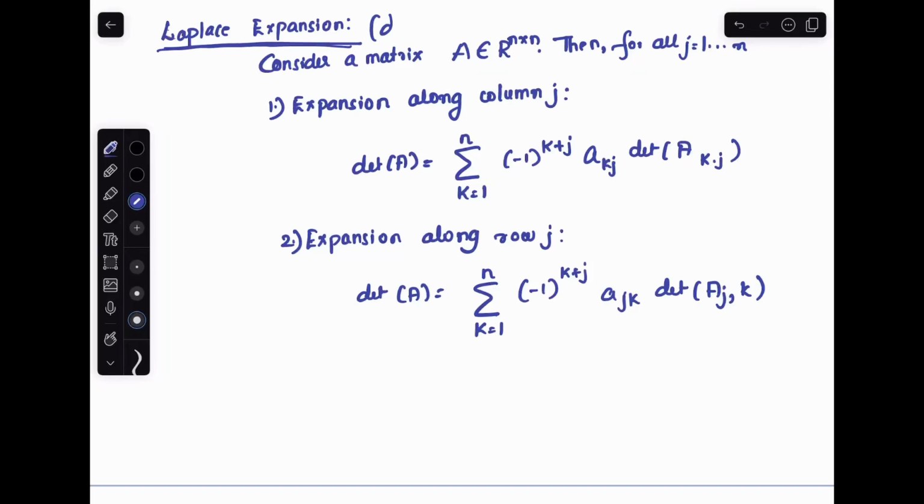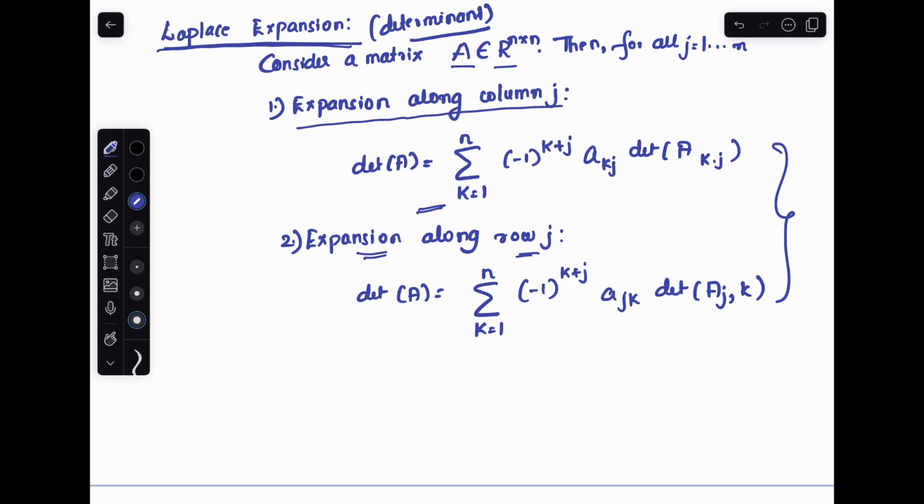Today's topic is the Laplace expansion, which is also one of the methods to find the determinant of a matrix. So consider a matrix A belongs to R to the power n cross n. Then for all j equal to 1 to n, we have two formulas: expansion along the column and expansion along the row. These two formulas are very important to find the Laplace expansion.